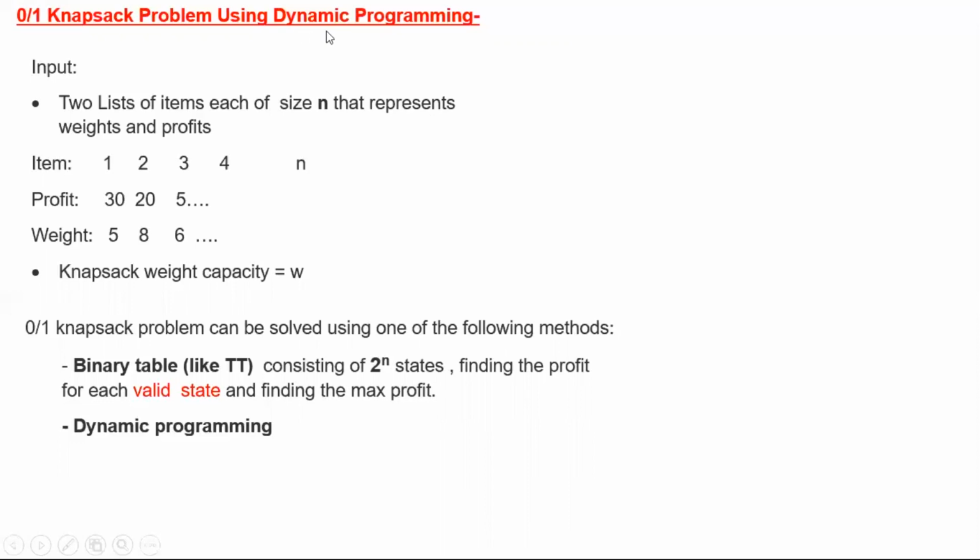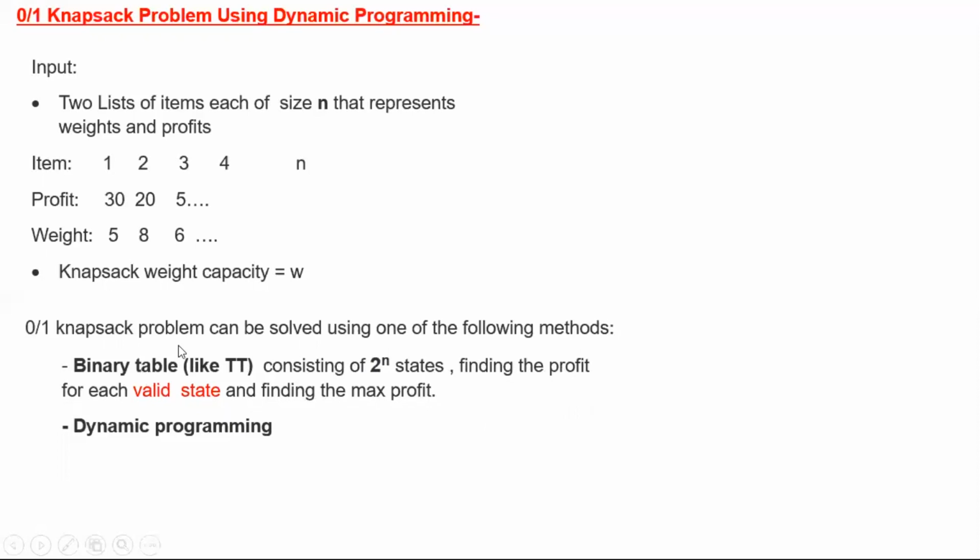Regarding dynamic programming, it's a good strategy for optimization problems. Again, if we have the list of items and the capacity, we can solve the 0-1 knapsack problem in two different methods. First, using a binary table, I call it, like a truth table, consisting of 2 to the power n states, finding the profit for each valid state and then finding the maximum profit.